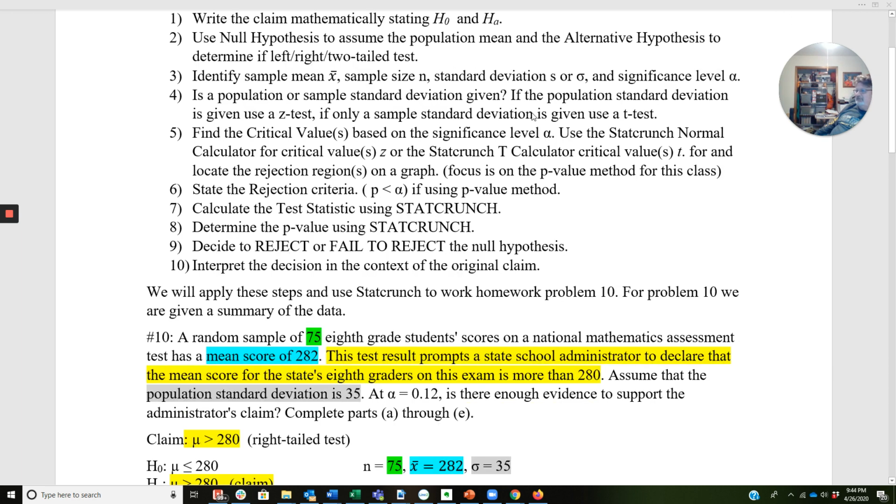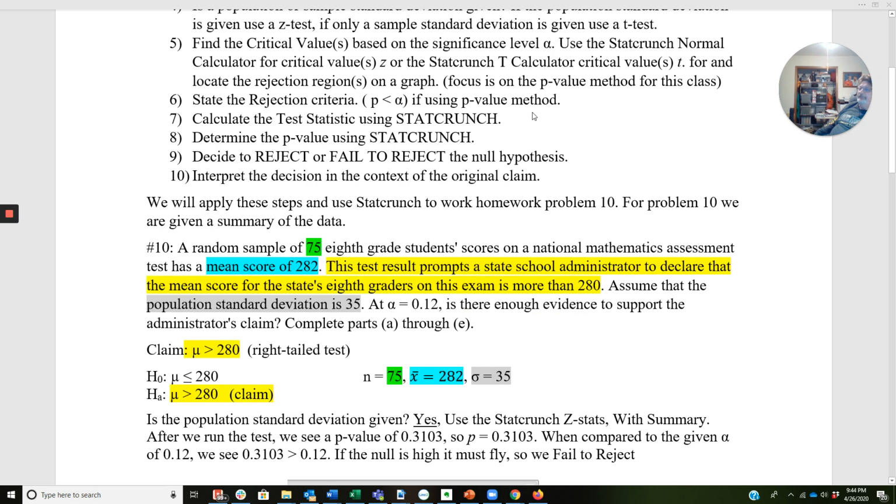For problem 10, we're given a summary of the data. A random sample of 75 8th grade student scores on a national mathematics assessment test has a mean score of 282. This test result prompts a state school administrator to declare that the mean score for the state's 8th graders on this exam is more than 280. Assume the population standard deviation is 35. At alpha equals 0.12, is there enough evidence to support the administrator's claim? And we're going to complete parts A through C.